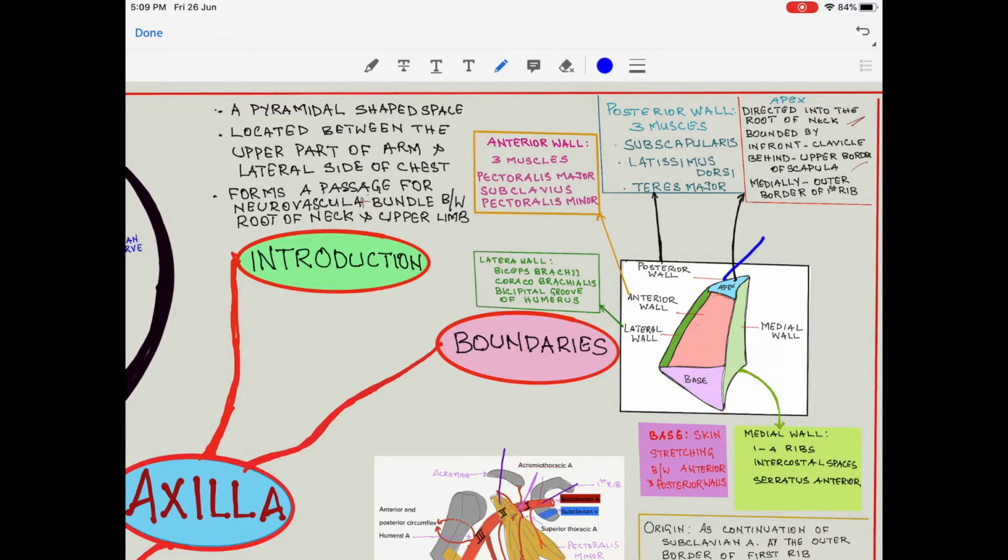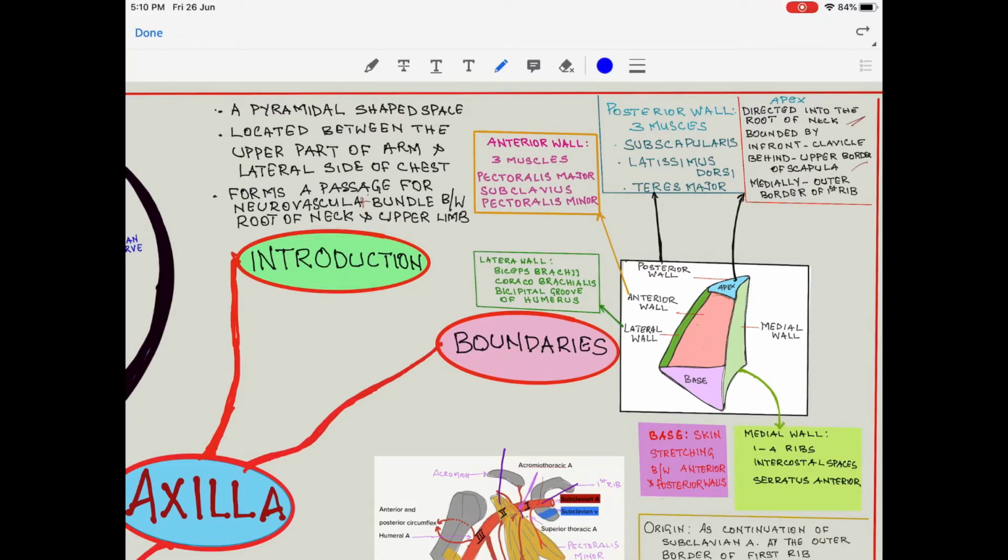The medial wall. The medial wall is formed by upper 4 ribs, the intercostal spaces between these ribs, and the serratus anterior muscle which originates from these ribs. So that forms the medial wall.